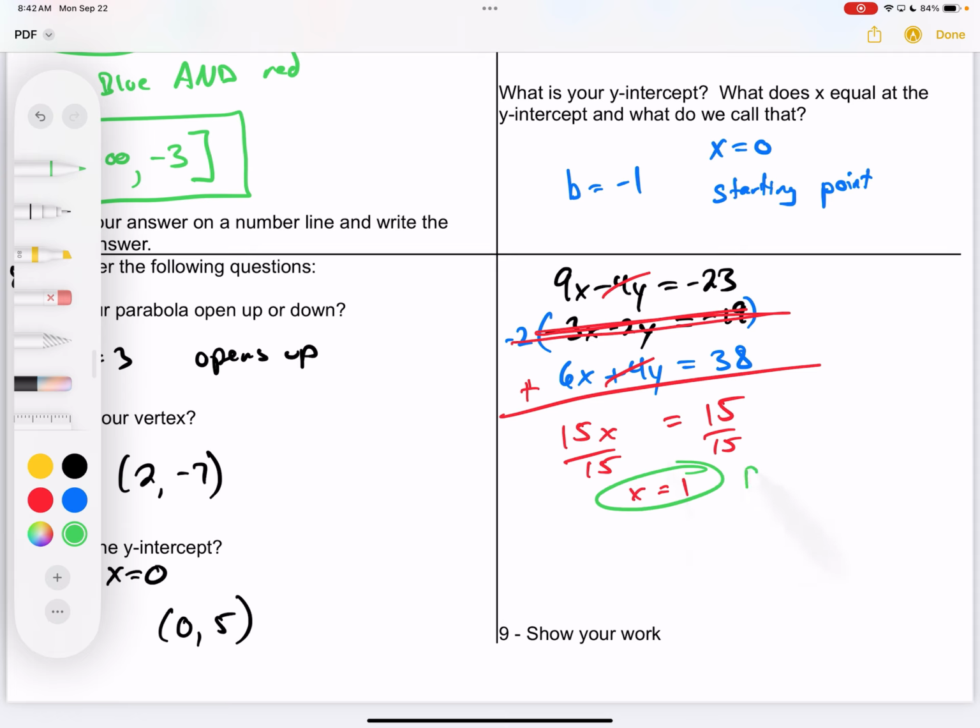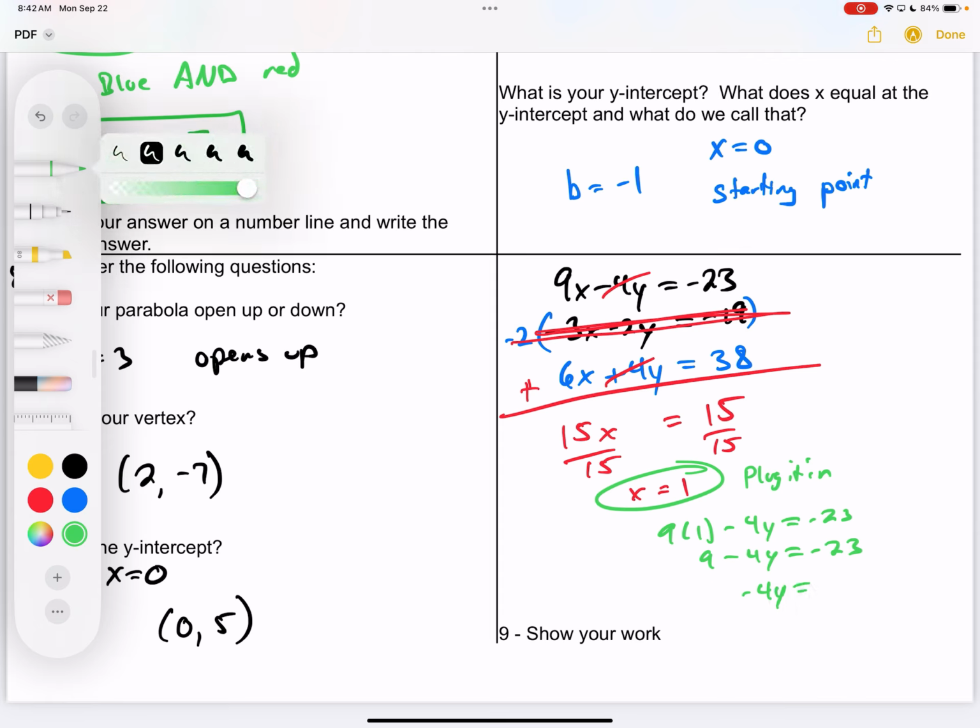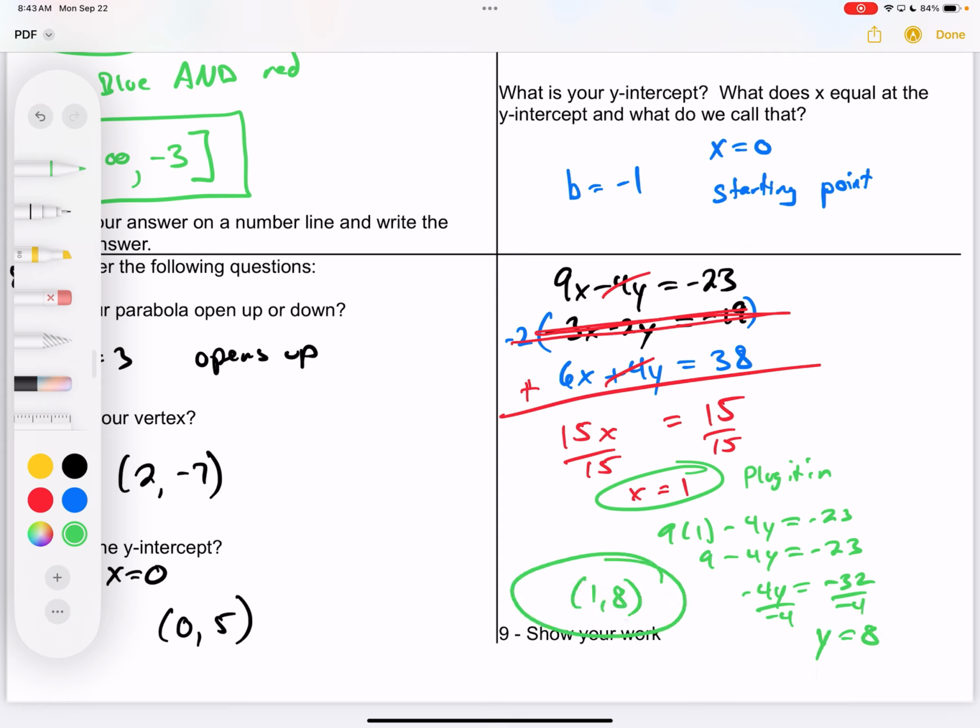Okay, so now I'm going to take this and plug it in. You can plug it into any one that you want to. I've already crossed out that middle one, so I'm going to plug it into the top one. So 9 minus 4y equals negative 23. Negative 4y. Subtract that over, and I get negative 32. And divide by negative 4. Y equals 8. So these intersect at the point 1, 8.